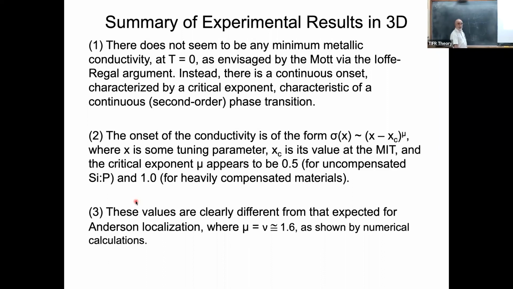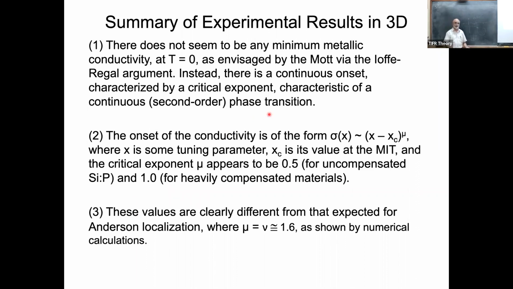So let me just tell you then the experimental results. There does not seem to be a minimum metallic conductivity. That is pretty clear from all of these experiments. There is no such jump from a finite value to 0. That does not happen. And it is characterized by a critical exponent.